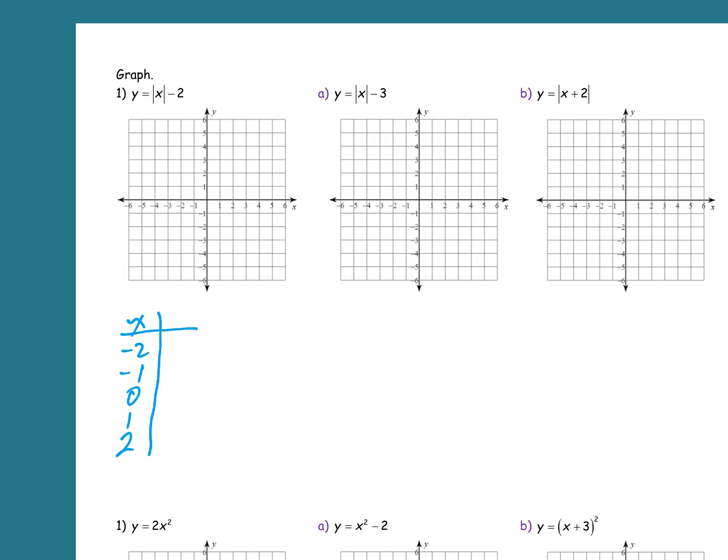What's the absolute value of -2? 2. Minus 2. 0. Good. Absolute value of -1. Minus 2. Good. Absolute value of 0. Minus 2. -2. Absolute value of 1. 1. Minus 2. Absolute value of 2. Minus 2. 0. And then I'm going to plot my points. So 0, -2, 0. And it makes a V.